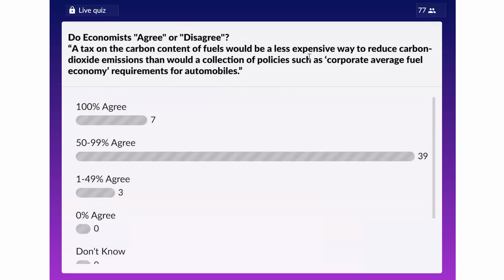Okay, time's up. Some of you say 100% agree. The majority of you say 50 to 99% agree. Some say 1 to 49%. And the answer is indeed 50 to 99%.